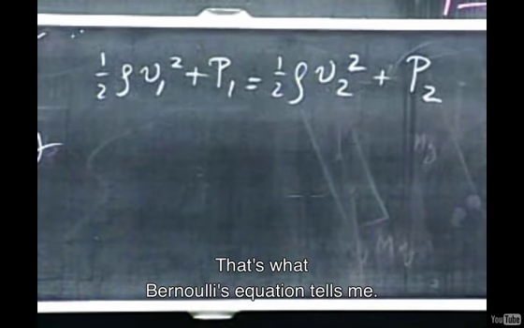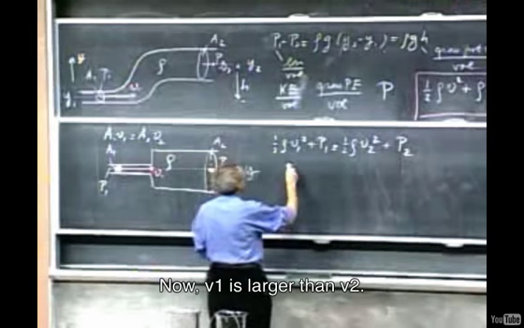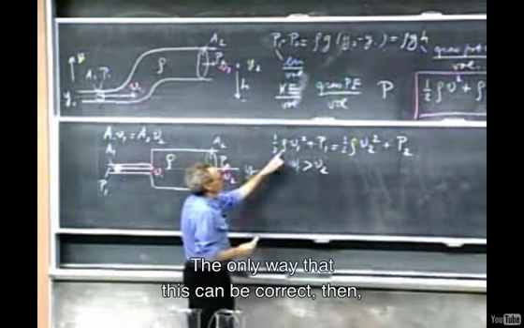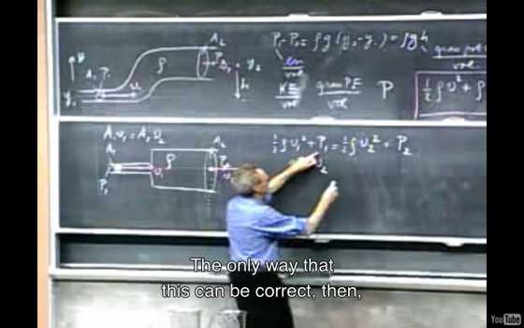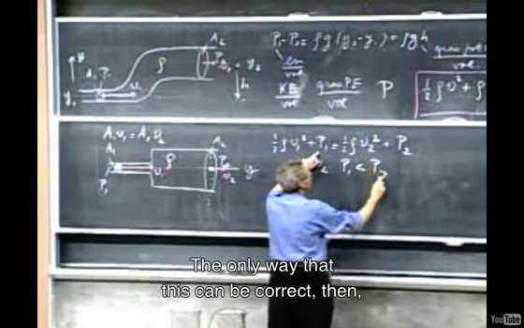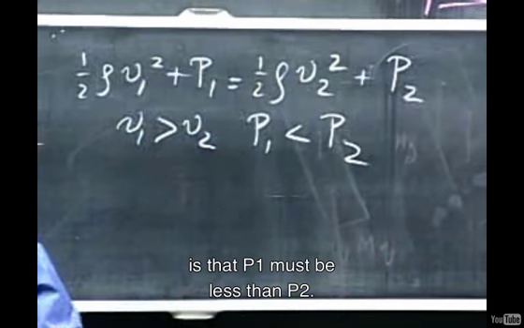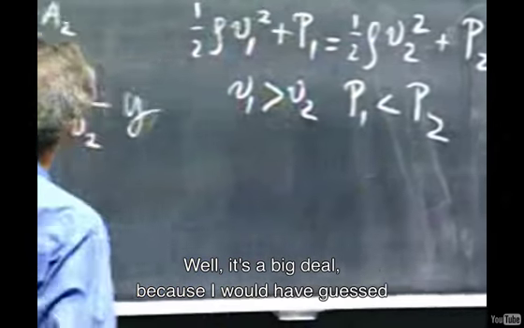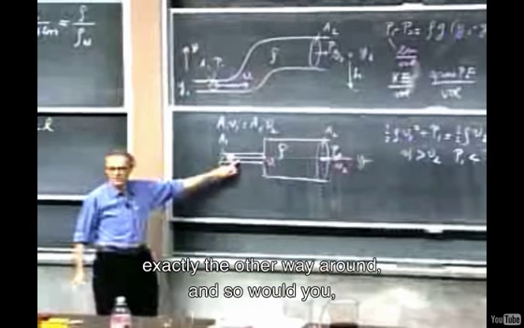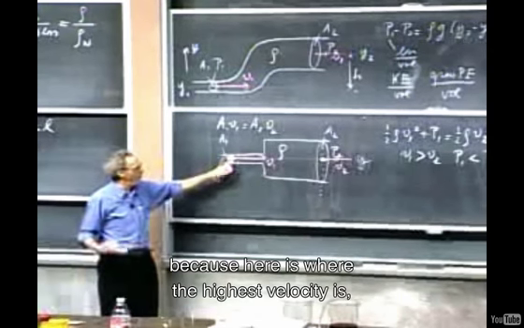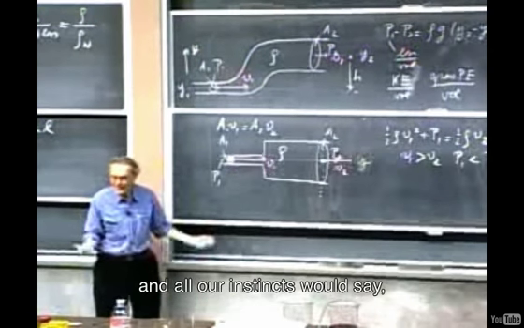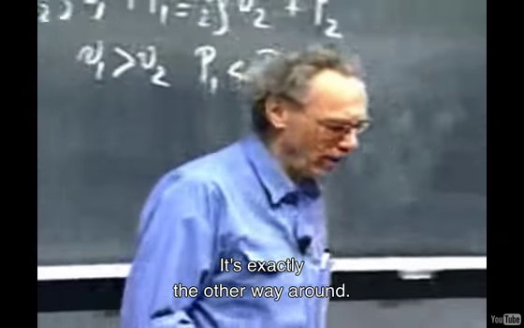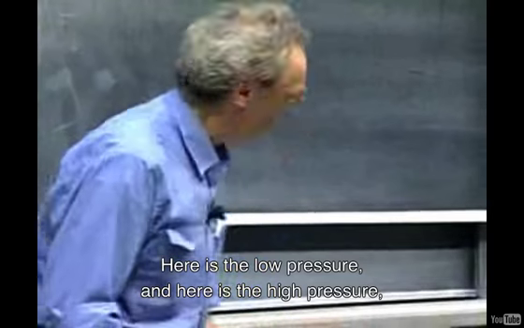Now V1 is larger than V2. The only way that this can be correct then is that P1 must be less than P2. So you will say, big deal. Well, it's a big deal, because I would have guessed exactly the other way around, and so would you. Because here is where the highest velocity is, and all our instincts would say, if the velocity is high, there's a lot of pressure. It's exactly the other way around. Here is a low pressure, and here is a high pressure, which is one quite bizarre consequence of Bernoulli's equation.